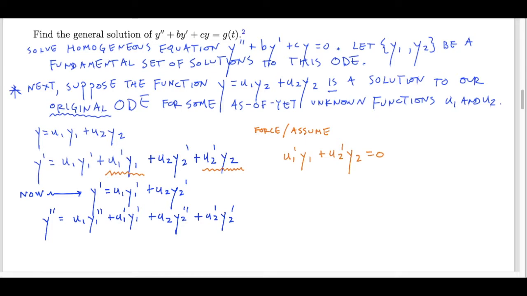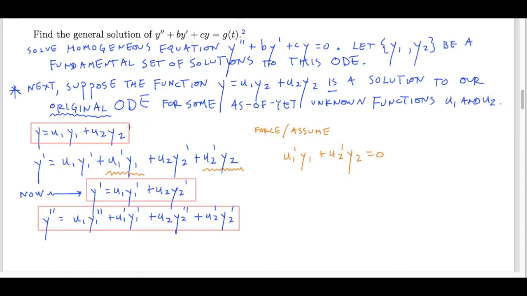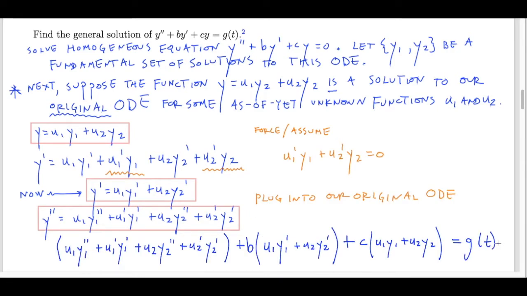And now I have the 3 ingredients that I'll need to plug back into my original ODE. I have y, my improved y prime, and then my y double prime. So let me take those ingredients and plug them into my original ODE. Now, there are a lot of terms. There's kind of a lot going on in this equation here. I've taken each of those derivative and function terms and plugged them in appropriately.